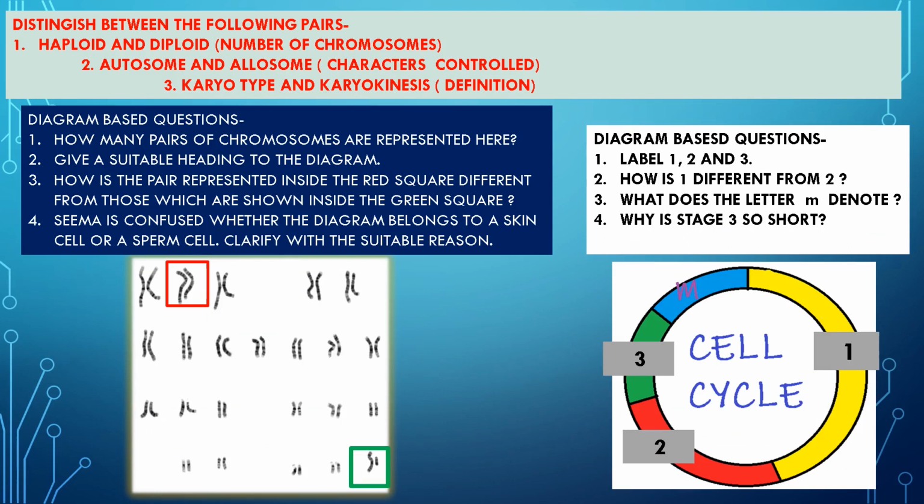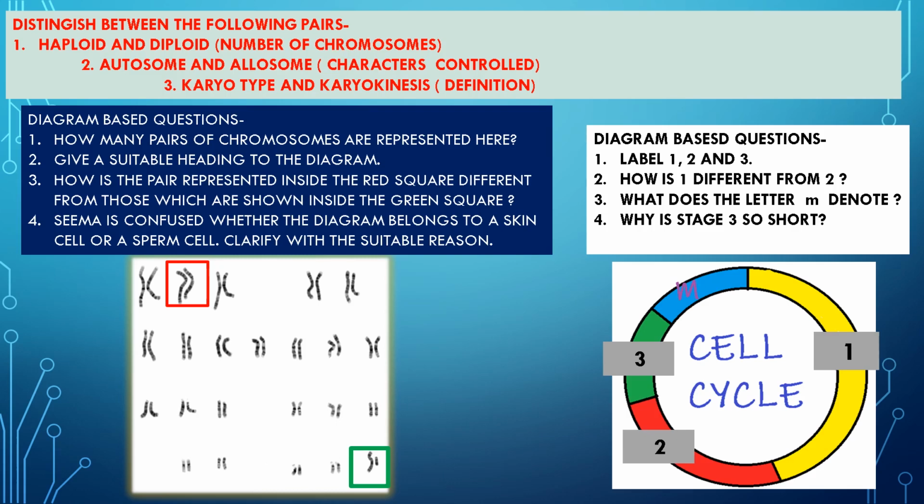Moving on to the diagram-based questions. There are 2 diagram-based questions given in this lesson. So let us go through that. The first one says, how many pairs of chromosomes are represented here? Give a suitable heading. How is the pair represented inside the red square different from that represented in the green square? And Seema is confused whether the diagram belongs to a skin cell or a sperm cell.